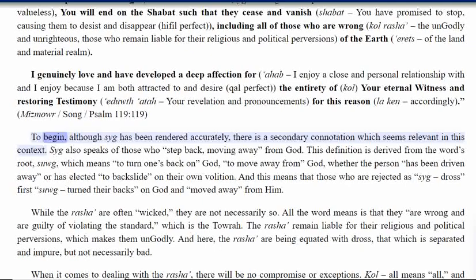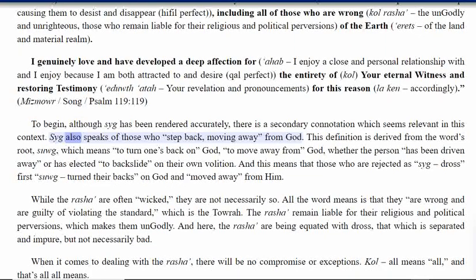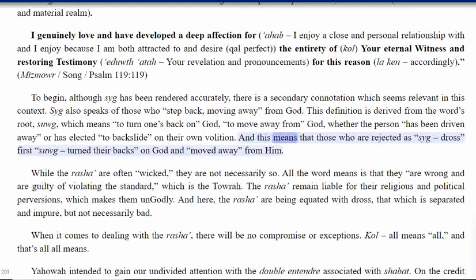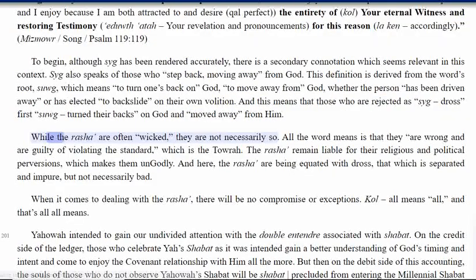To begin, although sig has been rendered accurately, there is a secondary connotation which seems relevant in this context. Sig also speaks of those who step back, moving away from God. This definition is derived from the word's root, su, which means to turn one's back on God, to move away from God, whether the person has been driven away or has elected to backslide on their own volition. And this means that those who are rejected as sig, dross, first su, turned their backs on God and moved away from Him.